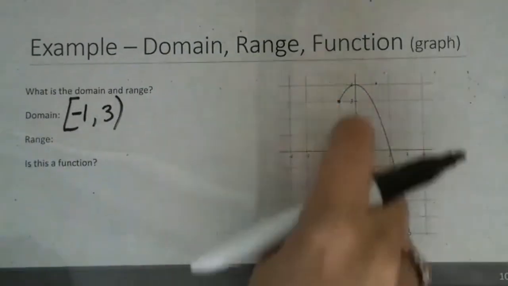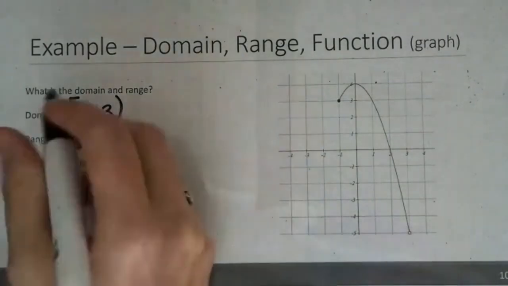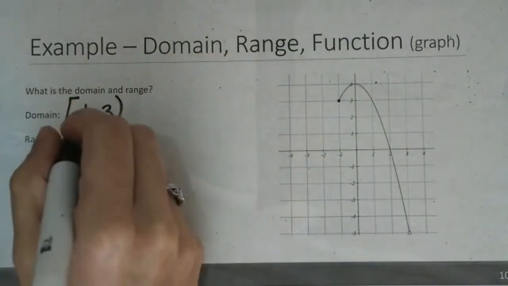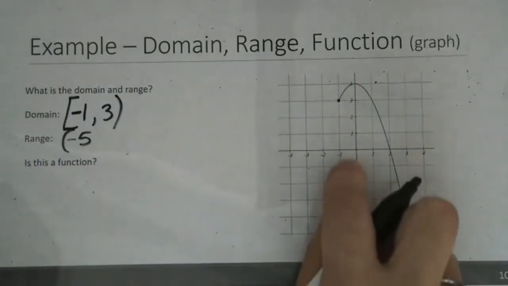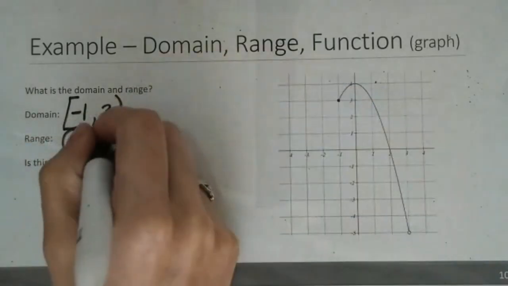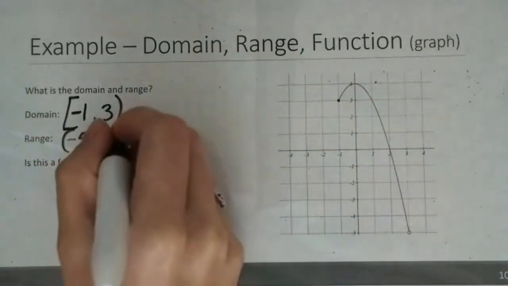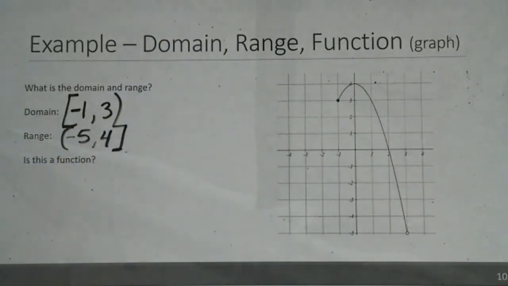The range is our y values, so how low do we go? That's a y value of -5, and it's an open circle, so we have parentheses. How high do we go? We go all the way up to a y value of 4. And because I don't see an open circle, we're going to assume there is a closed circle there. So our range will be -5 to 4.